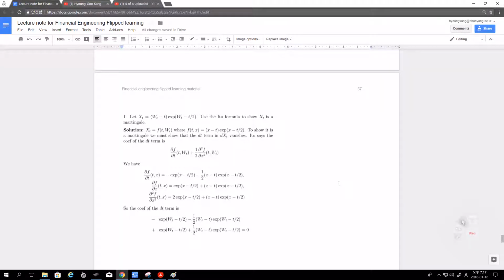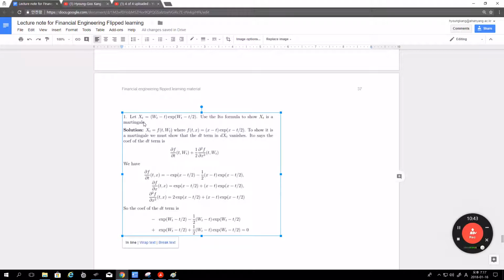Now let's go to the next problem. The next problem is very interesting. Let X be given by this equation. Sorry, let me hide this one. Then use the Ito formula. What we have to do is use the Ito formula to show that xt is a martingale.